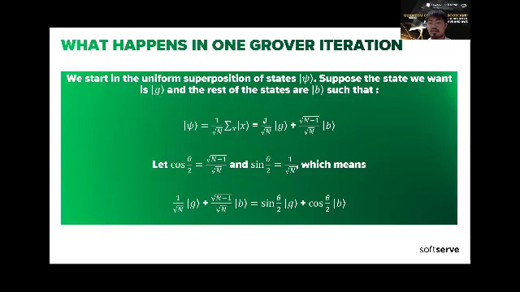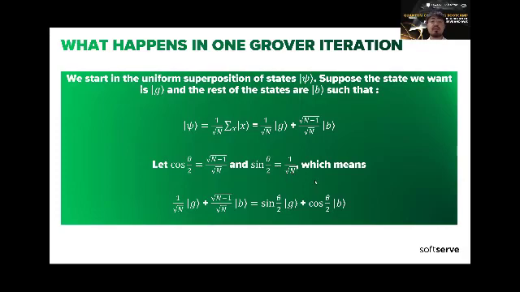And this is the current amplitude, and for all the rest of the states, the bad states, it's just the corresponding square root of n minus 1 over square root of n. What we're going to do now is perform quite a useful transformation where we let cosine theta over 2 equal the amplitude of the bad states, and sine theta over 2 equal the amplitude of 1 over square root n.